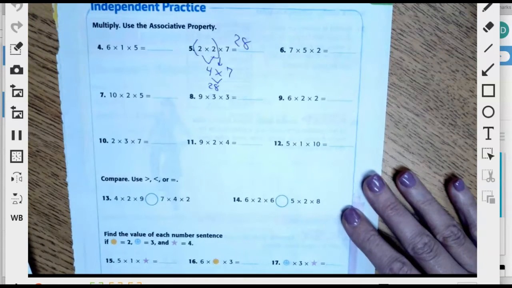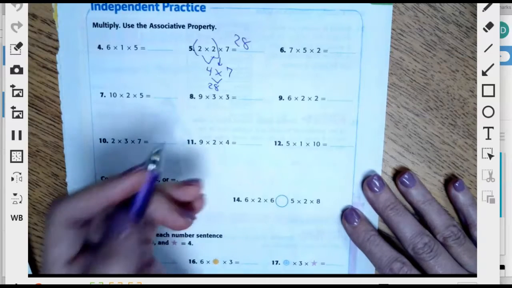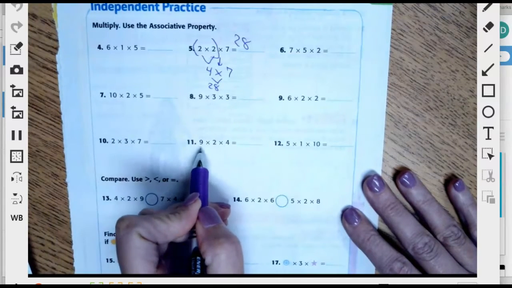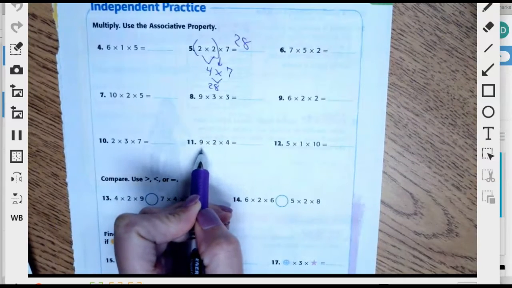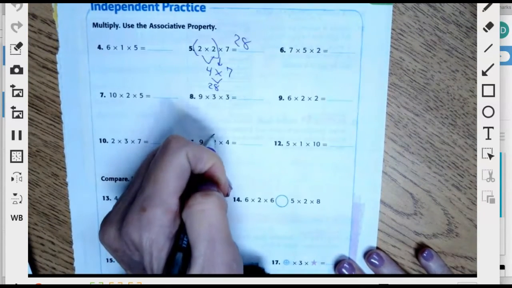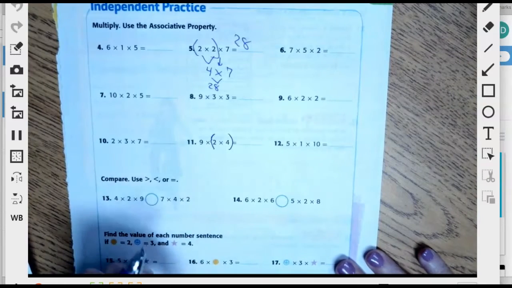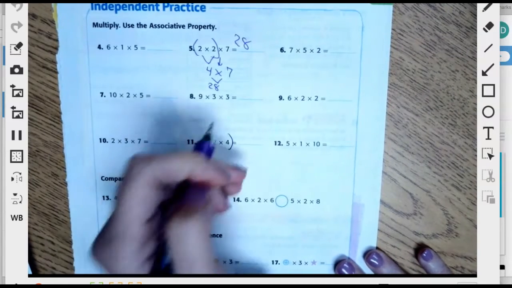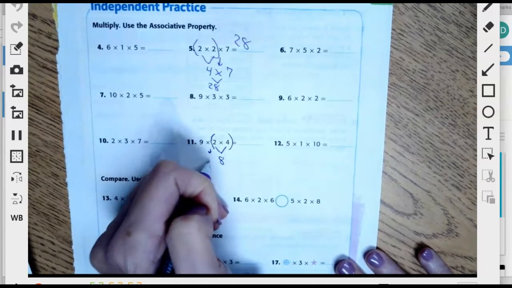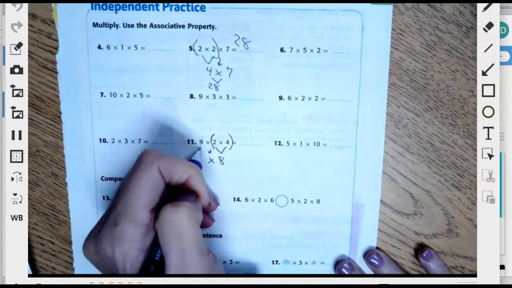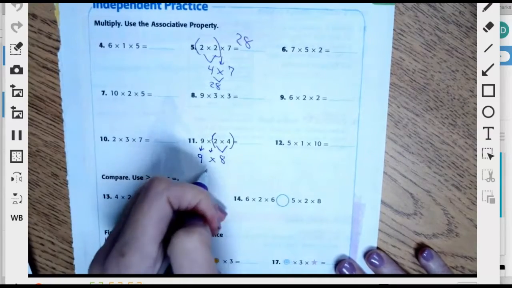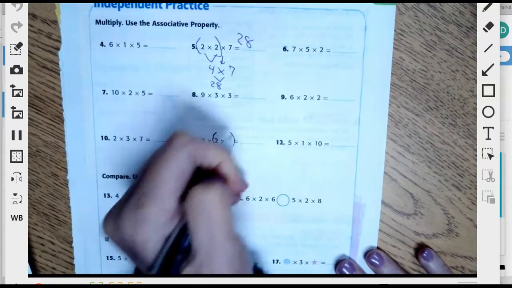Okay? I'll do another one. So let's go down to 11. I have 9 times 2 times 4. Well, if I do 9 times 2 first, that's 18. I don't know my 18 times 4 facts. So I'm going to group this first because it's in parentheses that tells me that I need to do that first. 2 times 4 is 8. Drop straight in your multiplication sign from up here and your 9. Don't flip the numbers around. They need to still be in order. And then 9 times 8 is 72.